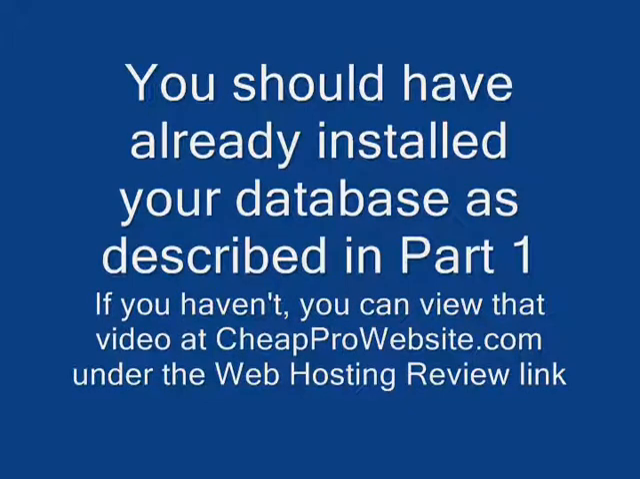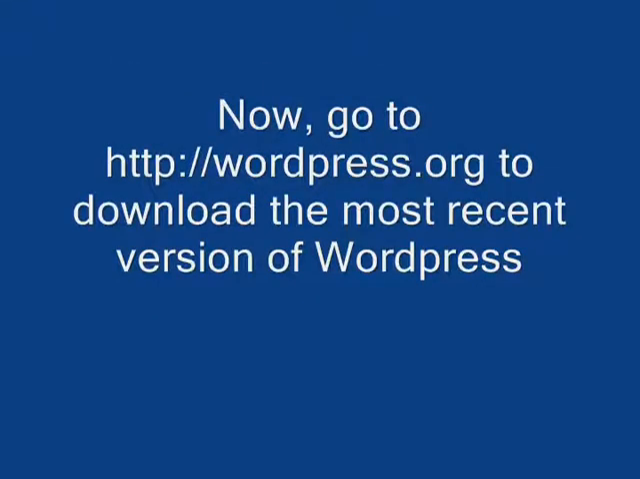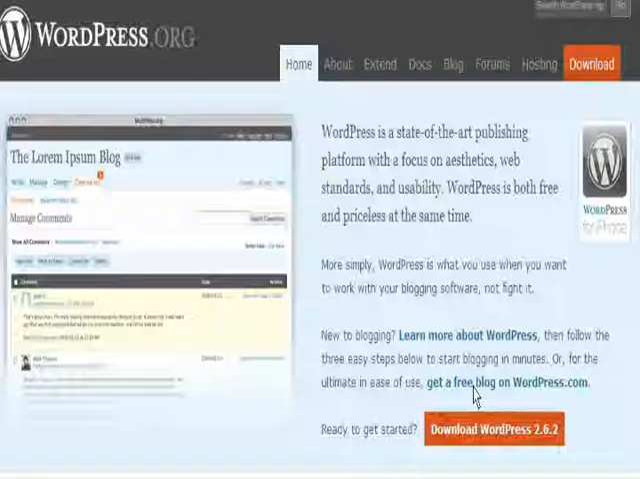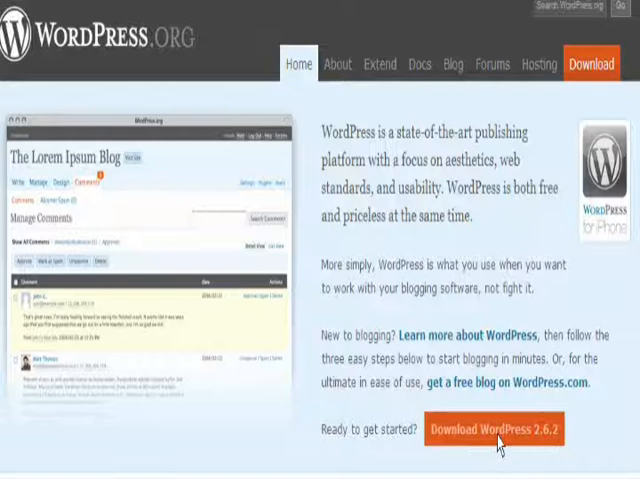If you haven't, you can view that video at cheapprowebsite.com under the web hosting review link, or check out the video on this channel. Now, first go to wordpress.org, that's org, not com, and download the most recent version of WordPress. Do that on the main page.